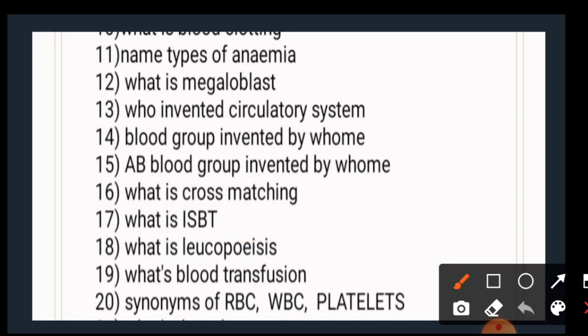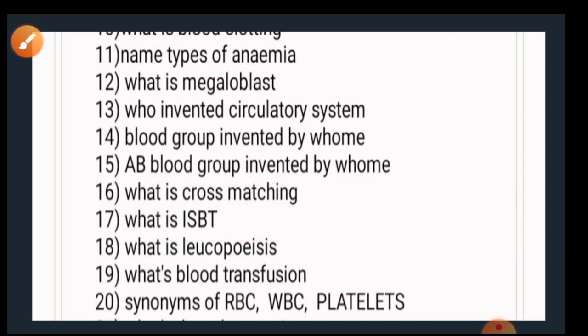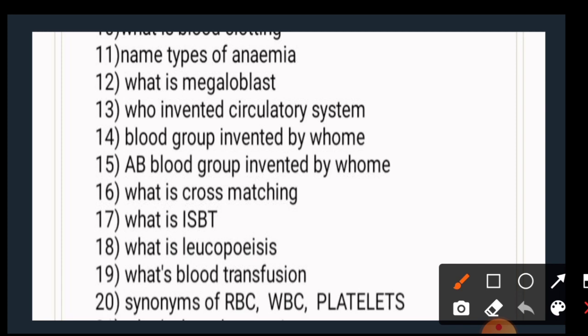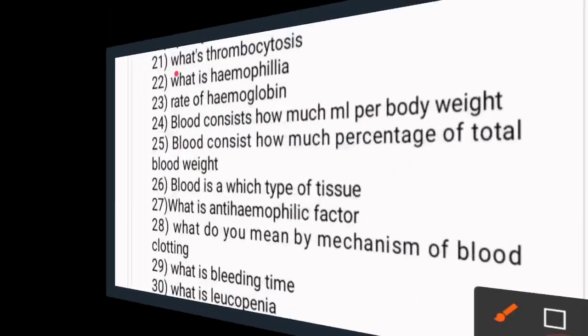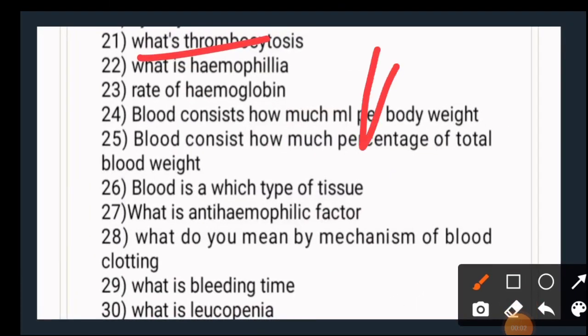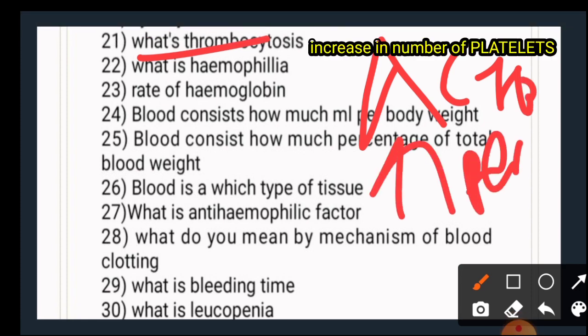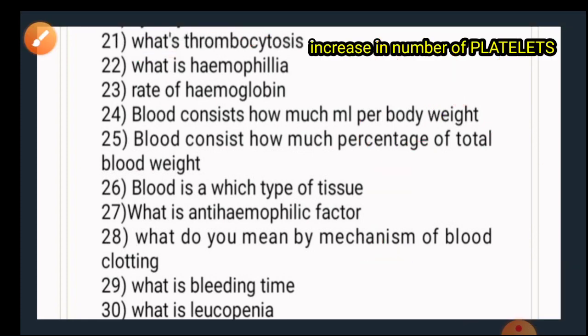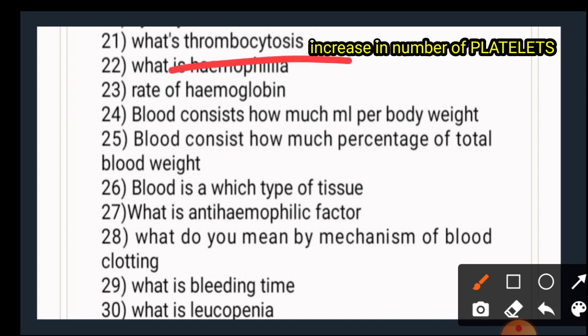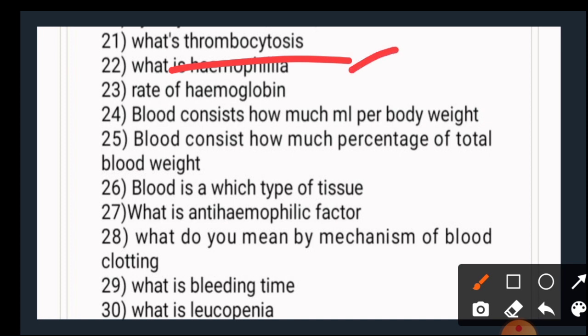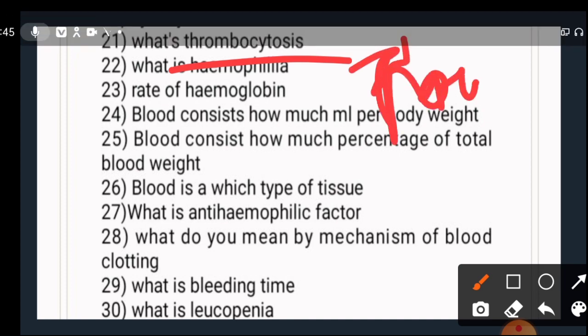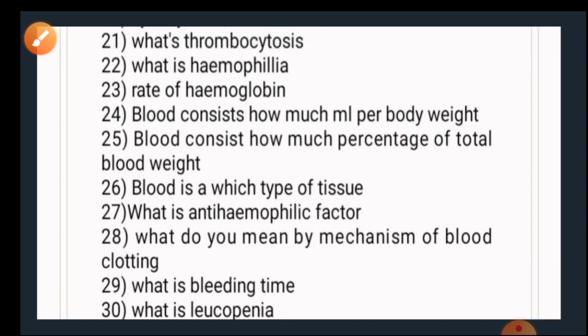What are the synonyms of RBC, WBC and platelet? The synonym of RBC is erythrocyte, WBC is leukocyte, and platelet is thrombocyte. The next question is, what is thrombocytosis? As we know, the suffix cytosis indicates an increase in number and the suffix penia indicates a decrease in number. Here thrombocytosis means an increase in the number of thrombocytes, and as we know thrombocyte is the synonym of platelets, so it means an increase in the number of platelets.